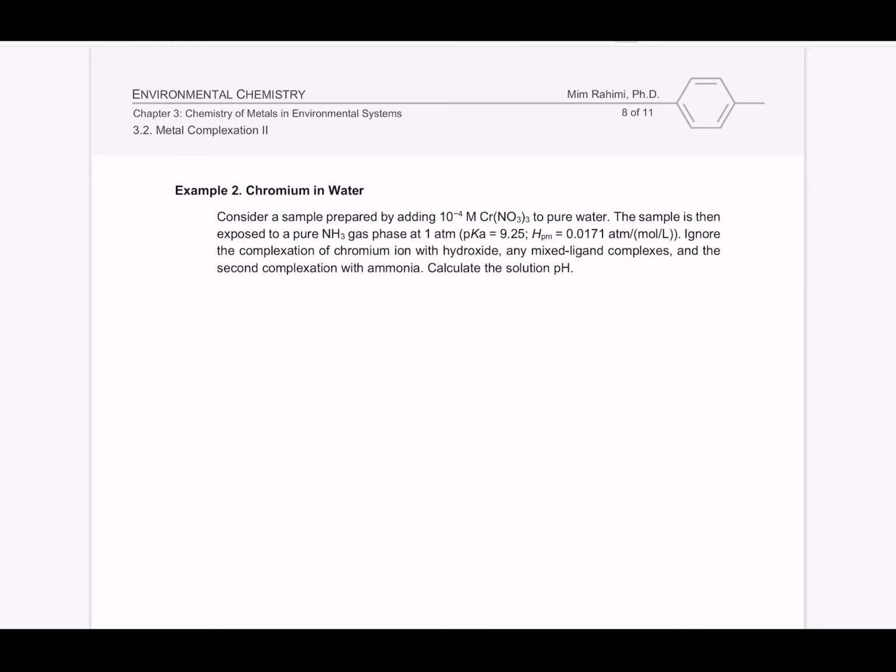Based on the table, chromium can extend up to 2 complexations with ammonia. So chromium with 1 ammonia, chromium with 2 ammonia. And we have the beta values in the table. But for the sake of calculation, we're also ignoring that part. So the first one would be.